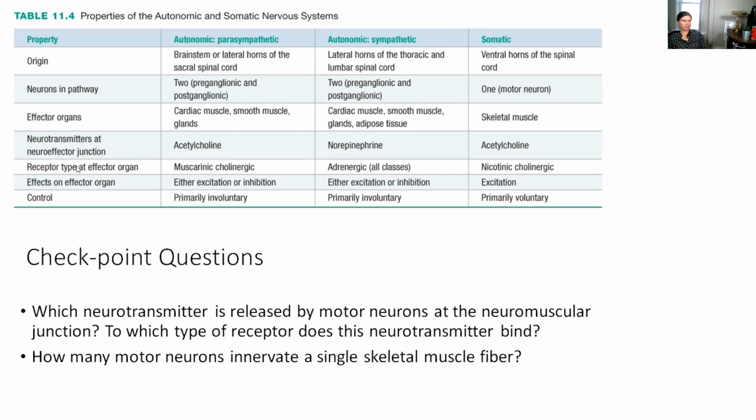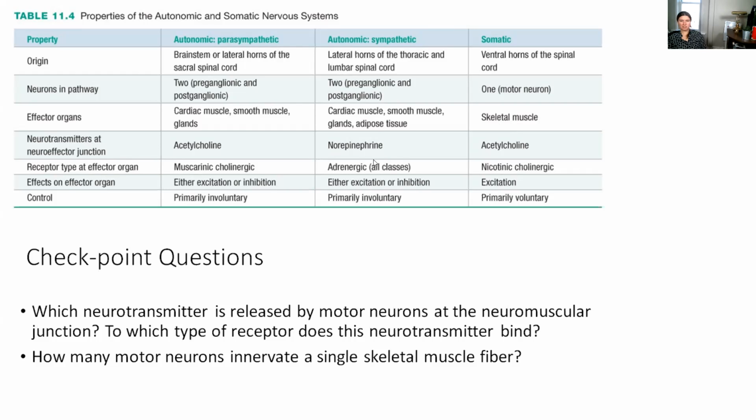Okay, so we can then think about our receptor types. We've just been talking about ligand-gated ion channels in the neuromuscular junction. Those were nicotinic cholinergic receptors. Similar to what we see in the parasympathetic system, but not quite. In the parasympathetic nervous system, we saw muscarinic cholinergic receptors. The difference here is that those muscarinic cholinergic receptors involve a G protein, so that would be a metabotropic response. So that's not always going to be excitatory. It's either excitatory or inhibitory. Whereas in our somatic nervous system, we always have an excitatory end plate potential.